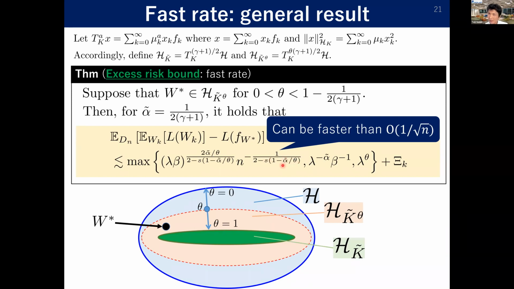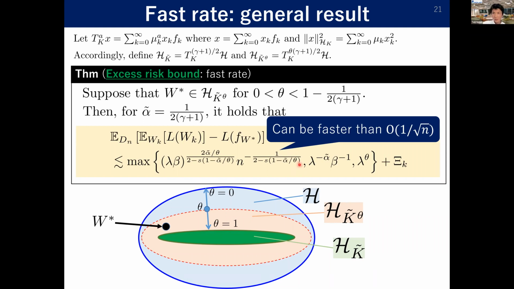So alpha tilde, roughly speaking, characterizes the complexity of the model. The complexity of the model is formally characterized by the covering number of the model, so such information is coming here. And theta represents the location of the true function. If the true function is included in the model, but it is very, very far away from the origin, then theta is large.